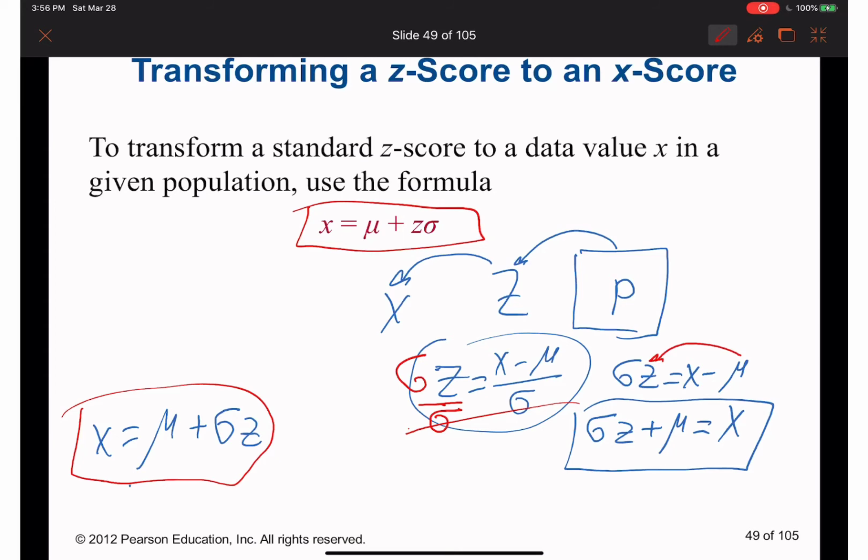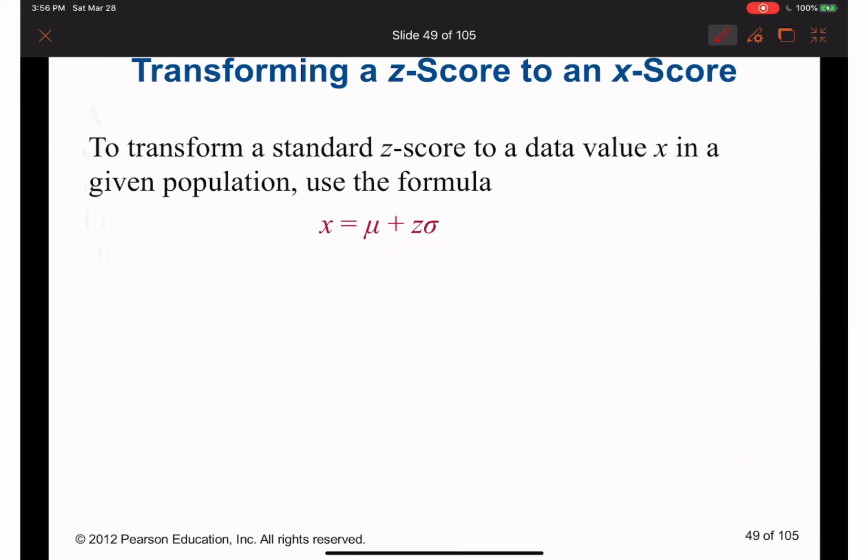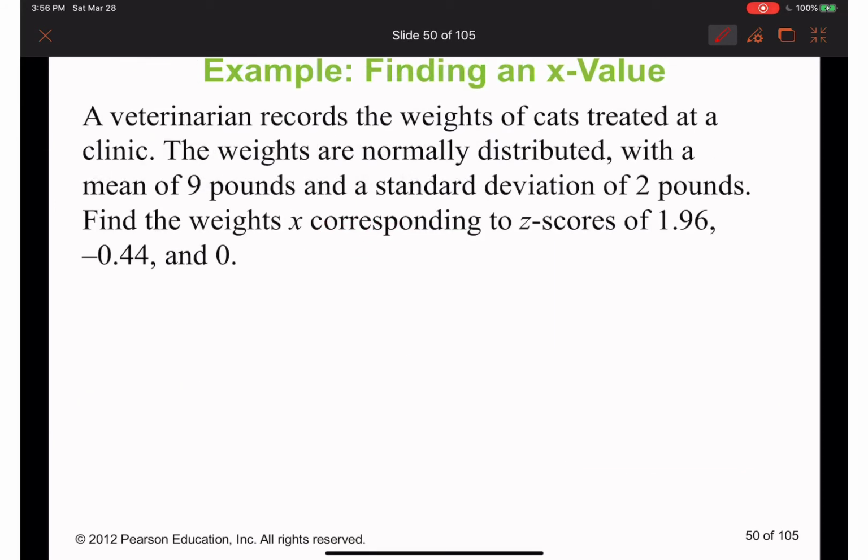Okay? So let's move to solve problems. A veterinarian records the weight of cats treated at the clinic. The weights are normally distributed with a mean of 9 pounds, and standard deviation 2 pounds.